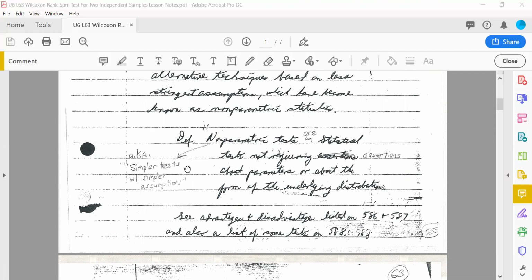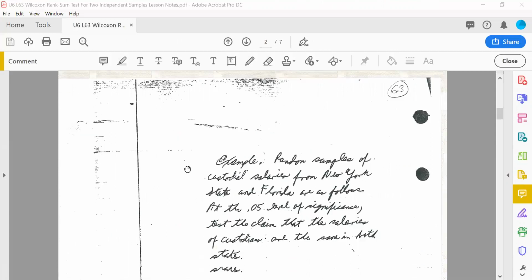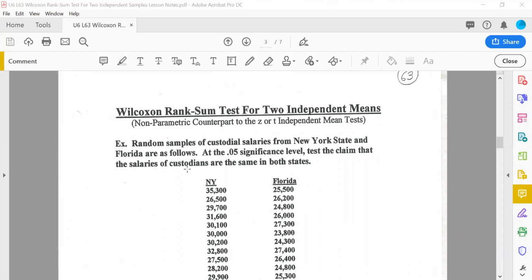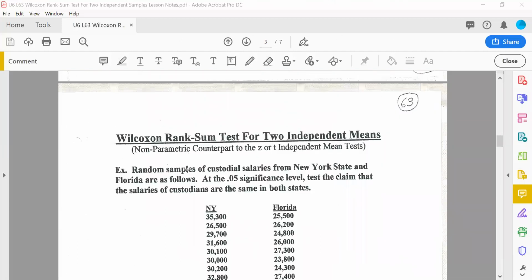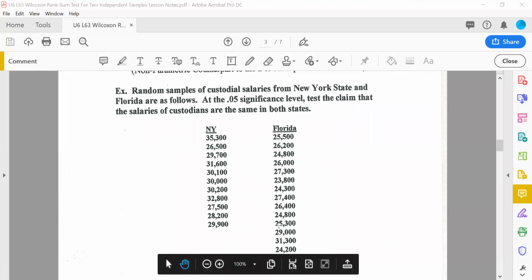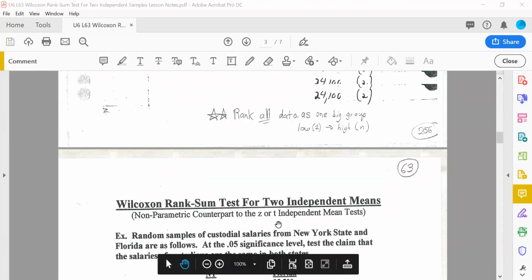Okay? All right, so with that being said, let's do an example here, and I typed it up. It's for 2 independent samples. Random samples of custodial salaries from New York State and Florida are as follows. At the 5% level, test the claim that the salaries of custodians are the same in both states. So here are the salaries in New York, here are the salaries in Florida. We're going to compare them.